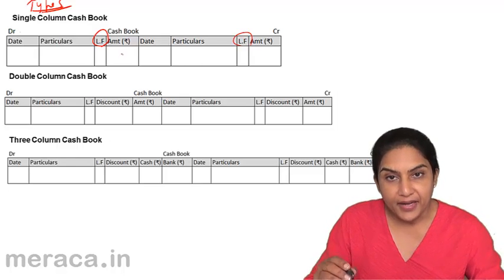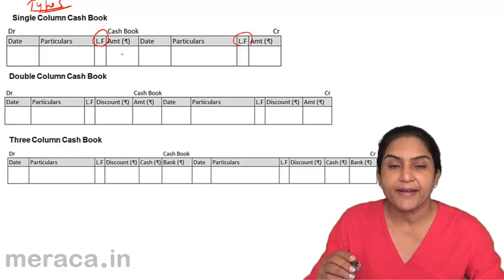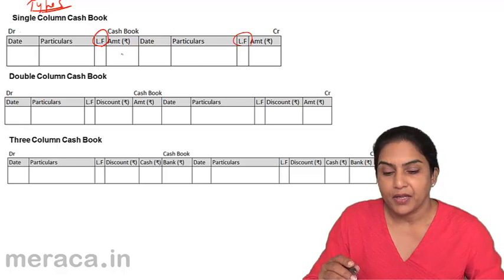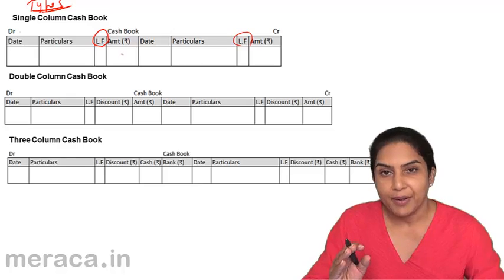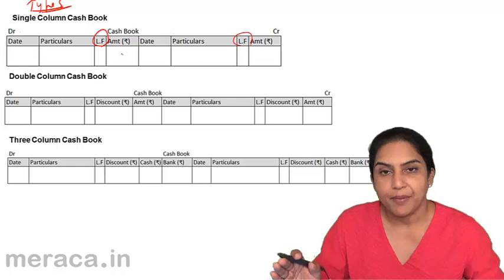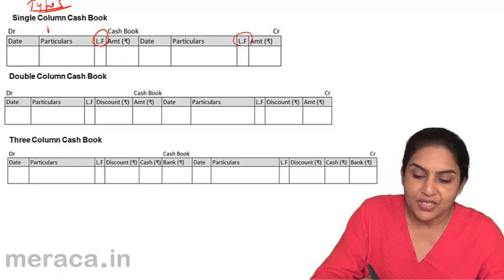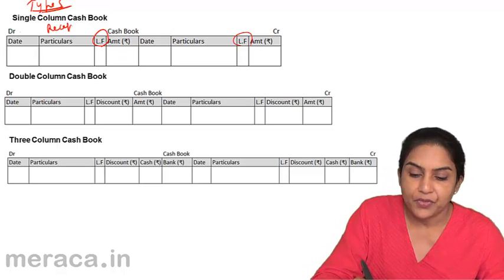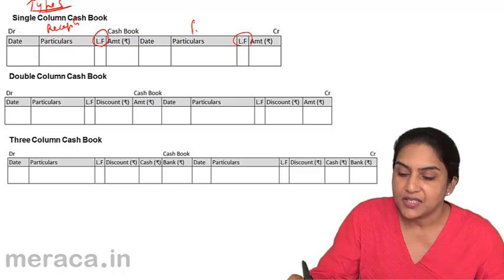What are the entries? How do we record entries in the cash book? The debit side of the cash book represents cash receipts. The credit side represents payments. So this side is actually all cash receipts. This side is all cash payments.